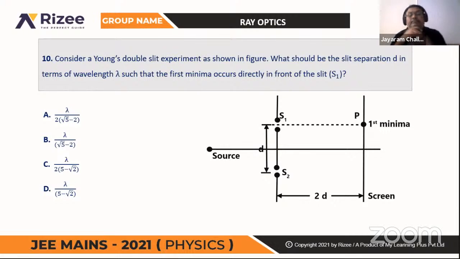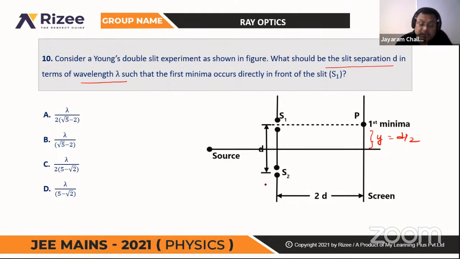Next one, consider a Young's double slit experiment as shown in the figure. What should be the slit separation D in terms of lambda? He is asking the D in terms of lambda such that the first minima should occur exactly in front of this one. That means this distance he is asking, this is the y, and y has to be D by 2. This is what he is asking.